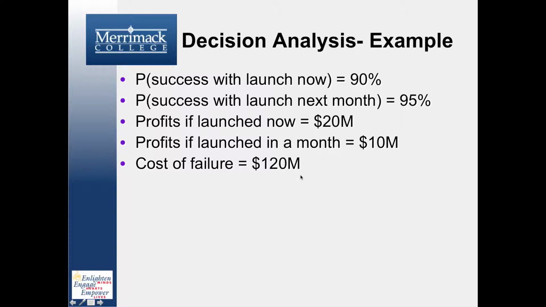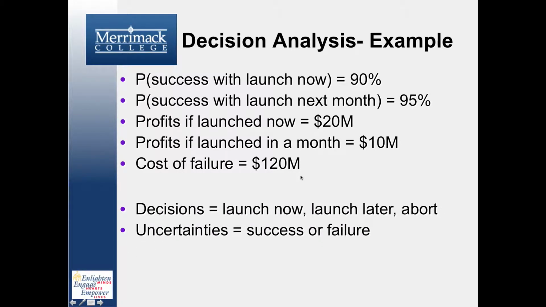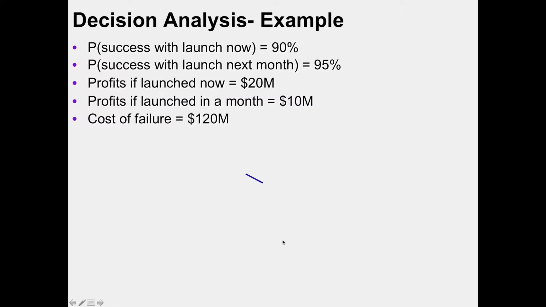So I want to know what should I do here, including possibly walk away. So the decisions are, should I launch now? Should I launch in a month? Or should I abort and forget about it? It's a $120 million loss. And the uncertainties, of course, are the probabilities of success or failure. And I forgot I left this stupid little thing in here. Don't worry about that. So my decision at the beginning is to either launch, wait a month, or abort.